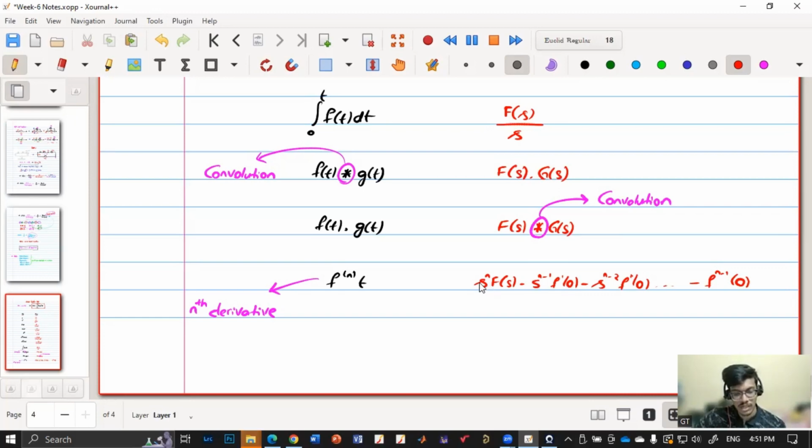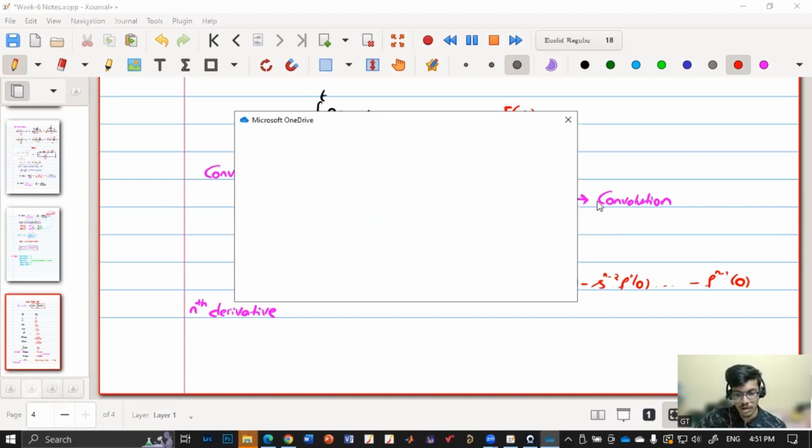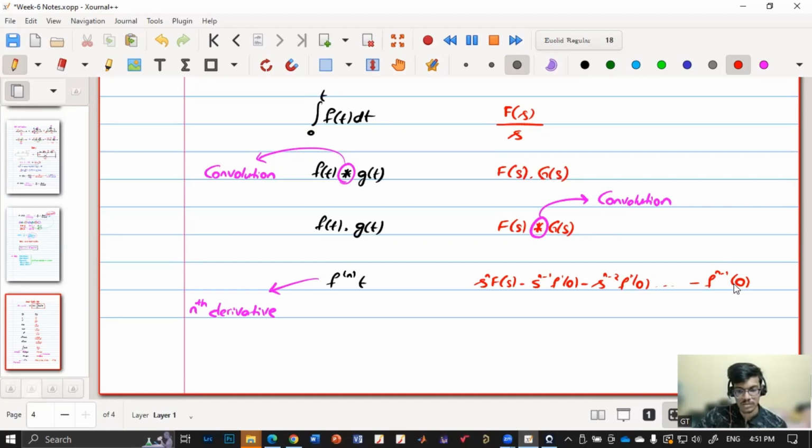So it starts with s to the power n and s to the power n minus 1, and so on. It will go down to s. Is that clear?